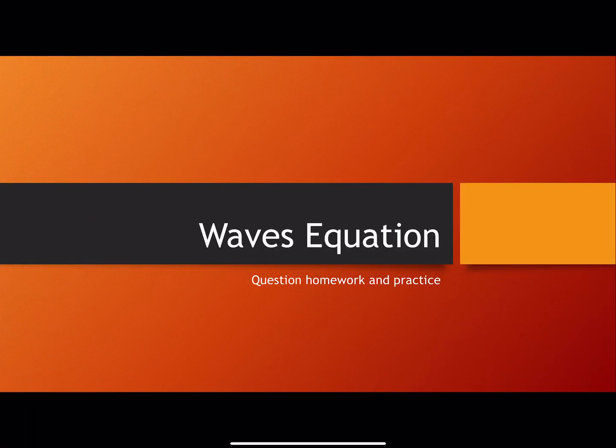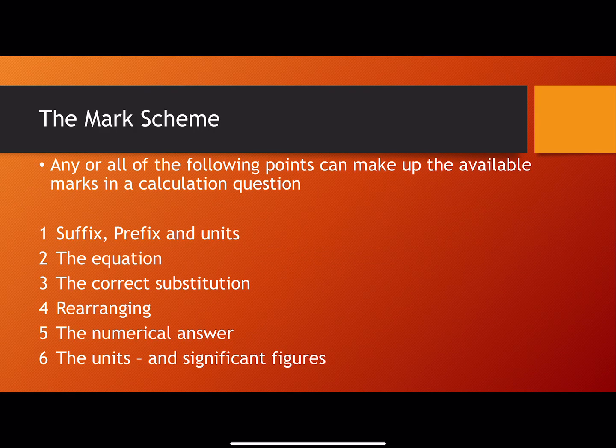Wave equation. This is practice, and it's also about how to get the maximum number of marks in a GCSE paper. So it's what the examiners are looking for. Any or all of the following points can make up the available marks in a calculation question. We're specifically going to look at waves and the wave equation, but these are the different things that an examiner can give you marks for.